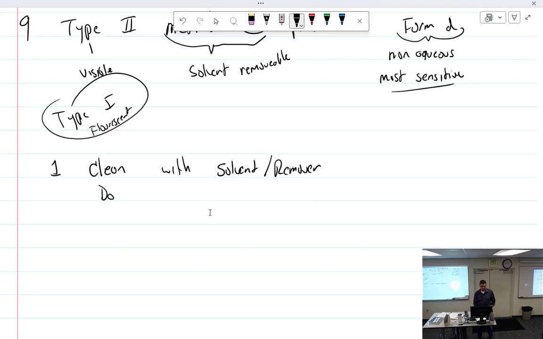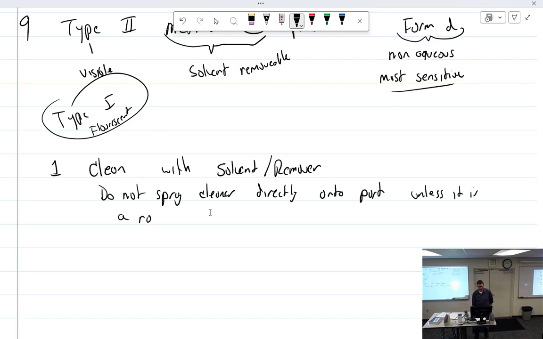Technically speaking, you do not spray cleaner directly onto the part. I know some of you have been doing this, and I haven't really got on you about that. Unless it is a rough weld. Why? Because it's just going to grab your rag and leave bits of rag everywhere.